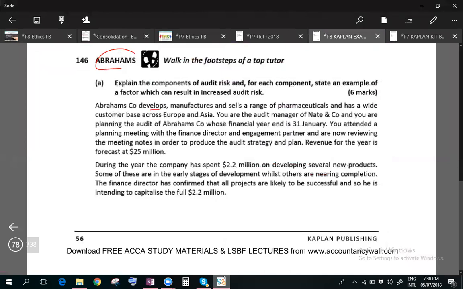Abraham's company develops, manufactures, and sells a range of pharmaceuticals and has a wide customer base across Europe and Asia. You are the audit manager of Nate and Company, planning the audit of Abraham Company, whose financial year end is 31st January. You attended a planning meeting with the finance director, and with the engagement partner you are now reviewing the meeting notes in order to produce the audit strategy and plan. Revenue for the year is forecasted at 25 million. During the year, the company has spent 2.2 million on developing several new products. Some are at the early stages, while others are nearing completion. The finance director has confirmed that all projects are likely to be successful, so he intends to capitalize the full 2.2 million.